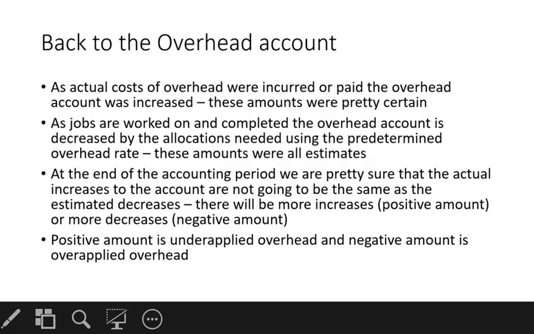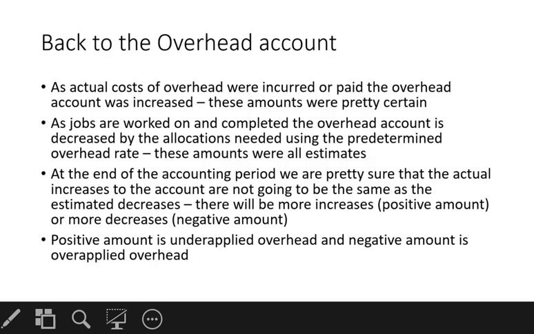Now, let's go back to the idea of that overhead account, okay? Remember that overhead account has debits where we record actual overhead costs, the utilities, the indirect labor, indirect materials, all that stuff goes there, okay? We knew what those were. There might be some estimates there, but they're mostly things that we paid and had to take care of. We know the amounts, okay? And when the jobs are worked on and completed, we're moving money out of that overhead account. We're crediting that overhead account. And they were all estimates, okay? Every time we allocate overhead, it's an estimate, okay?